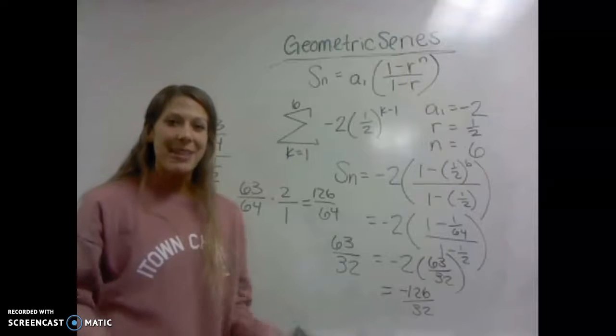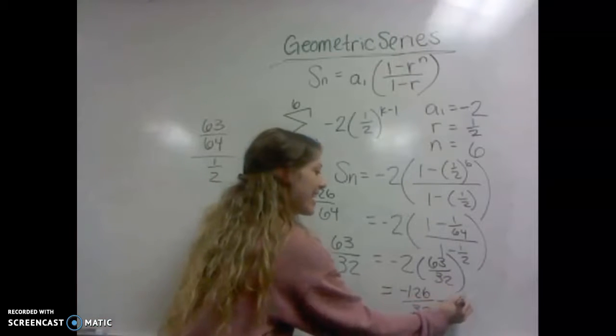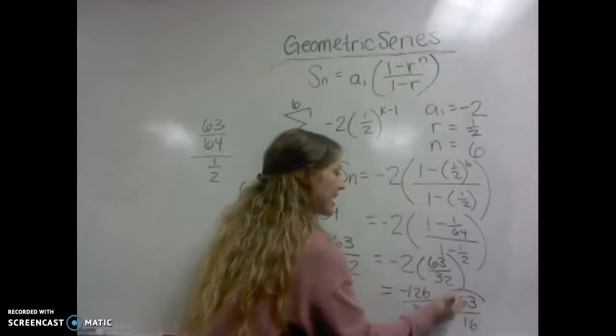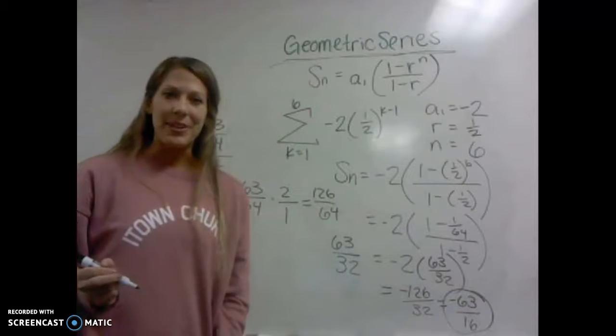Now, real messy. We can reduce that again to get negative 63 over 16. And that's as far as it can reduce. So we'll leave that as our final answer.